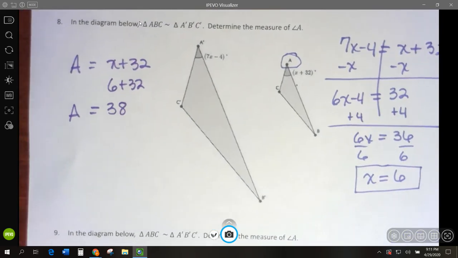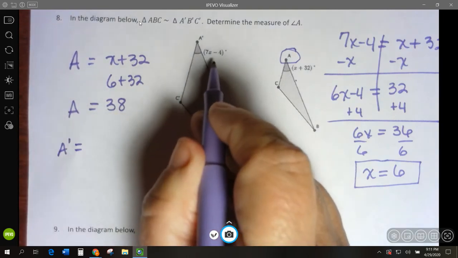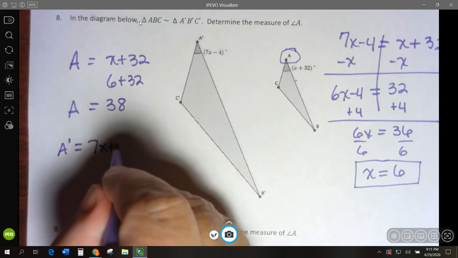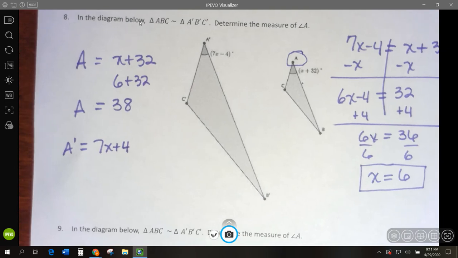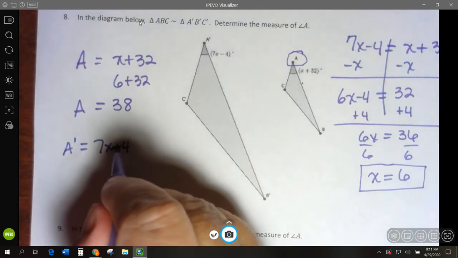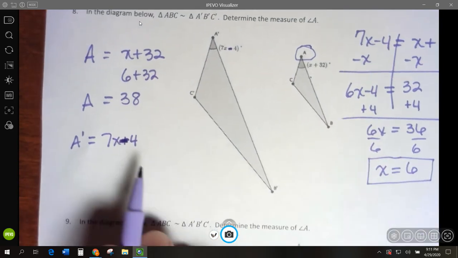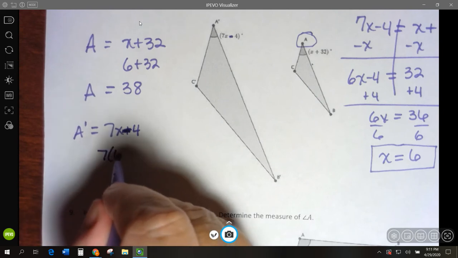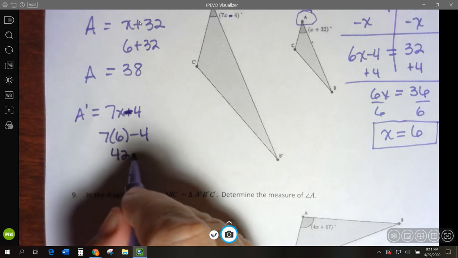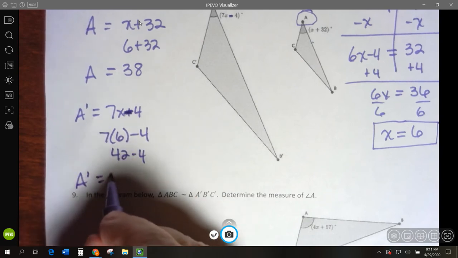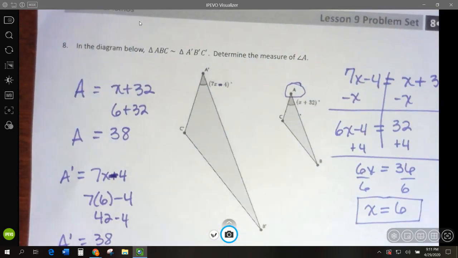We can check that with A prime. A prime is 7x minus 4. That's a minus sign. 7x minus 4. So we have to put 6 in for x. So 7 times 6 minus 4. So that's going to be 42 minus 4. So A prime is also 38. And we knew that because they told us that these were congruent.